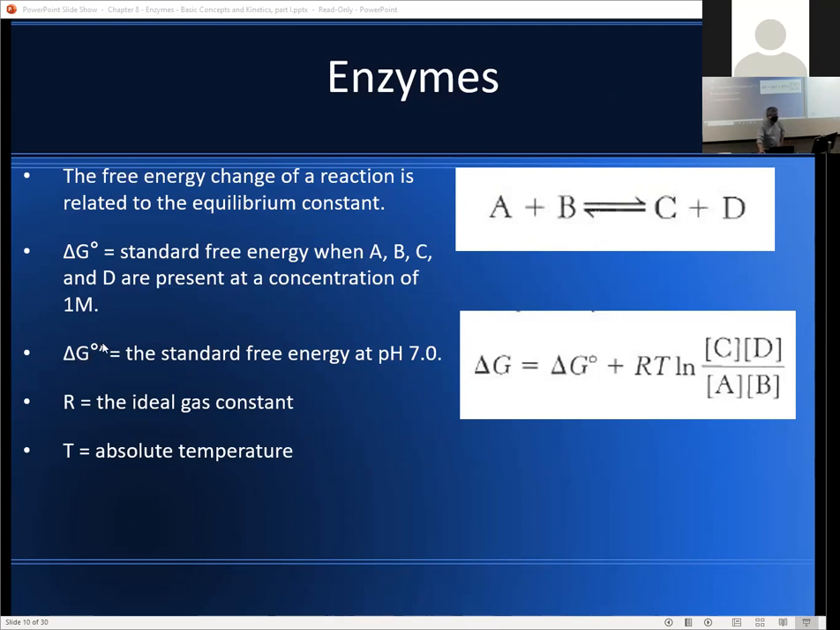So delta G with the degree symbol and a prime symbol is the standard free energy at pH 7.0, which gives us this formula here, where R is the ideal gas constant and T is absolute temperature. So the ideal gas constant and absolute temperature are universal constants. Absolute temperature is 273.15 Celsius.